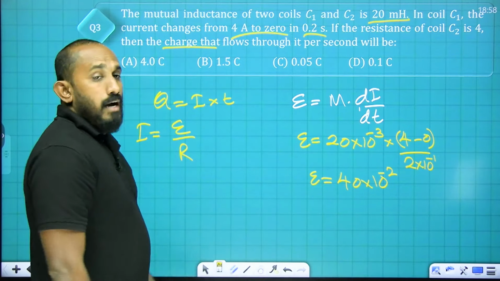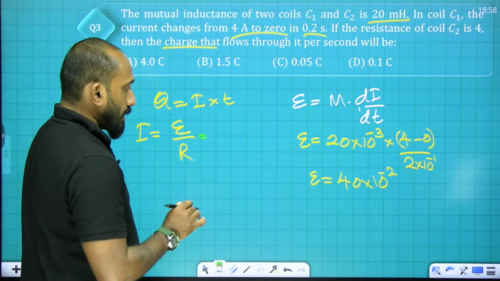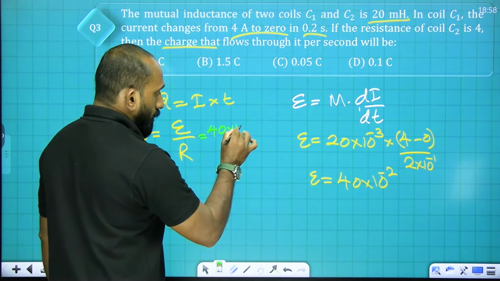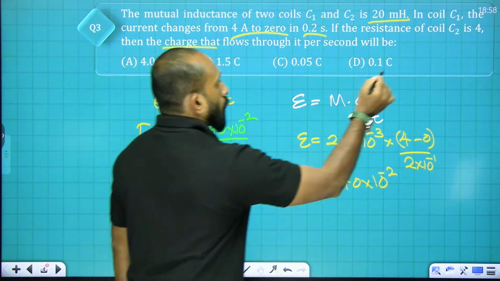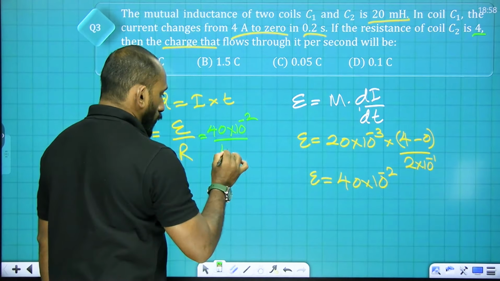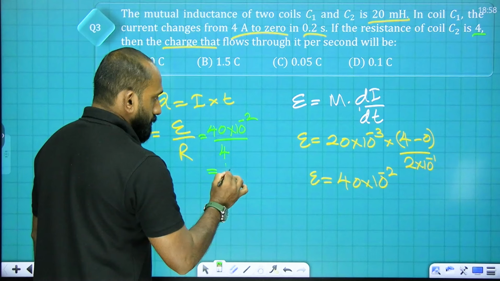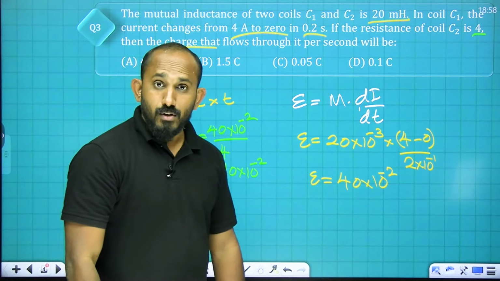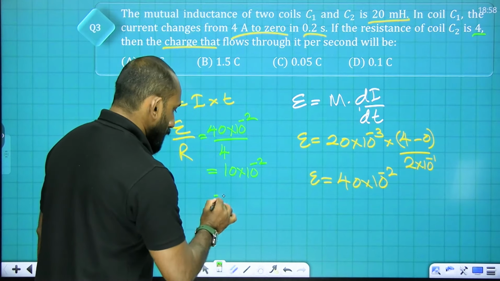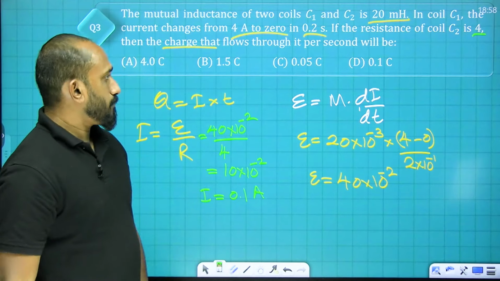Now we have to find what? I. So I is equal to E, which is 40 into 10 raised to minus 2, divided by R. The resistance is given, 4 ohm. So 40 by 4 is 10 into 10 raised to minus 2. That is nothing but 0.1 ampere, the current passing through.